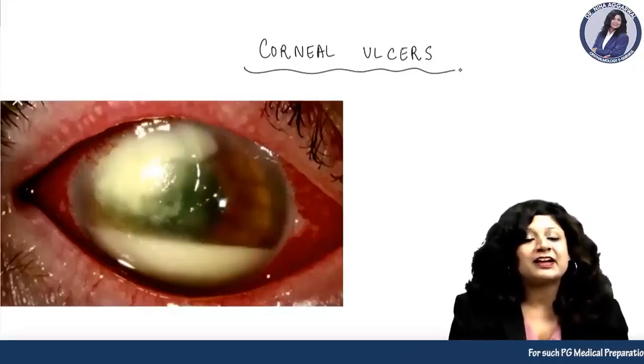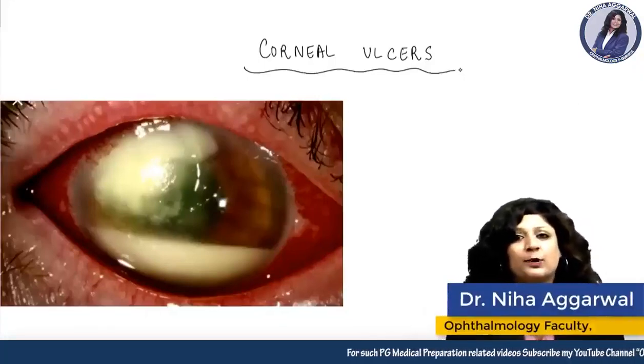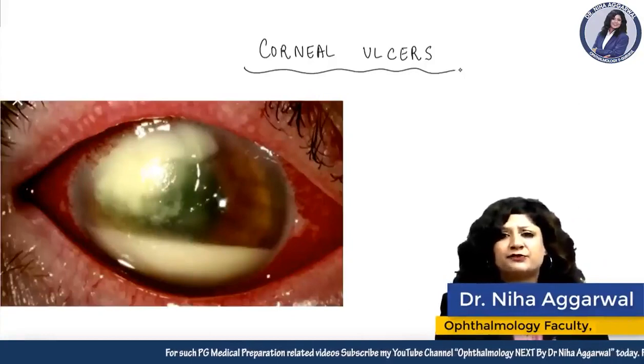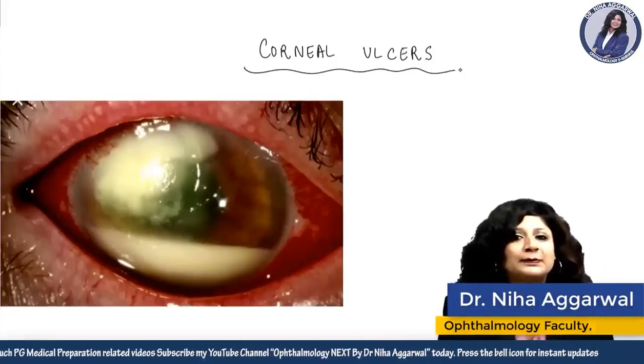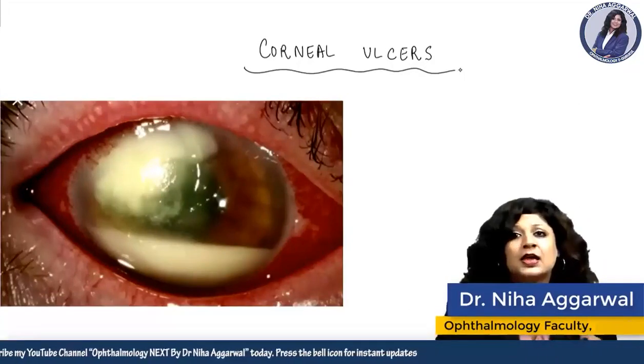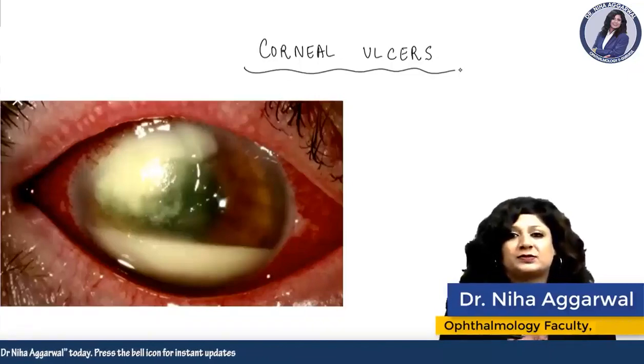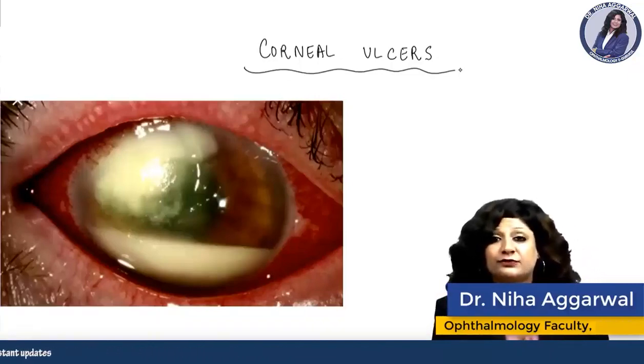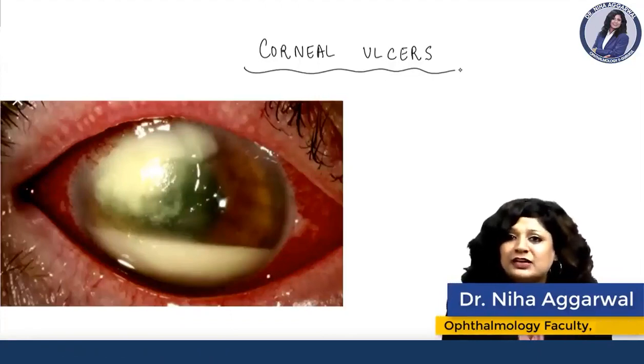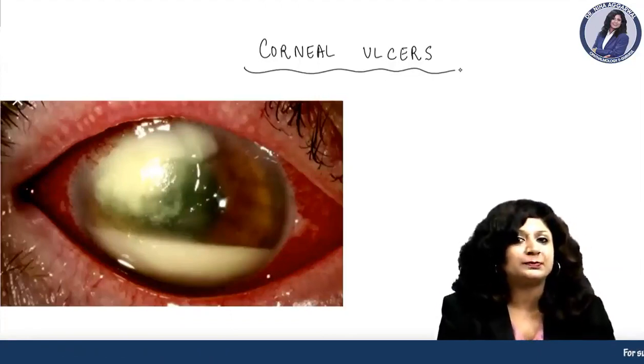So today we are dealing with a yet very important topic, and that is corneal ulcers. Frequently we get this problem of how to differentiate between the different ulcers, when it is bacterial, when it is viral, when it is fungal, what are the most prominent features and how to decide the treatment of choice.